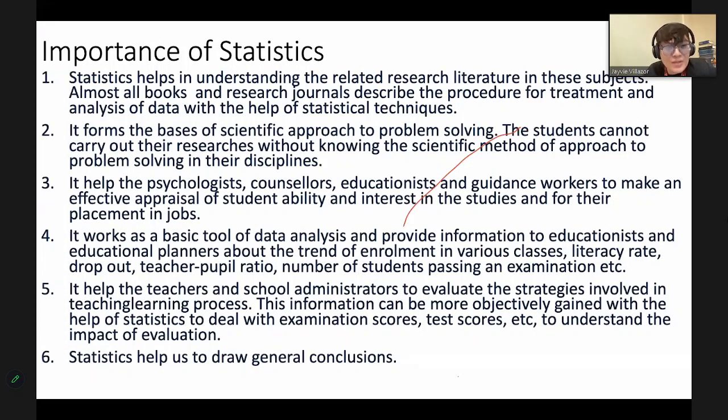Okay? Then number three, it helps the psychologists, counselors, educationists, and guidance counselor to make an effective appraisal of student ability and interest in the studies for their placement in jobs. Di ba? Again, ang statistic ginagamit din yan sa mga test. Okay? Now, ano ba yung purpose ng test? Yung test, natutulungan tayo niyan for placement. Okay? Or to know our forte or niche, or to know our interest or our personality, then so and so forth. Okay? As a result, okay, pwede siya maging basis in terms of our job placement.